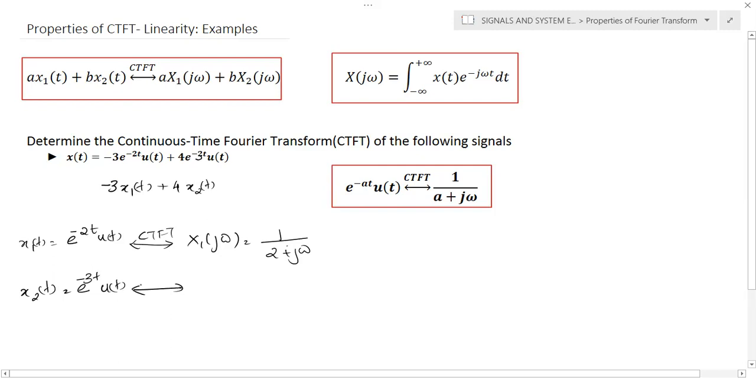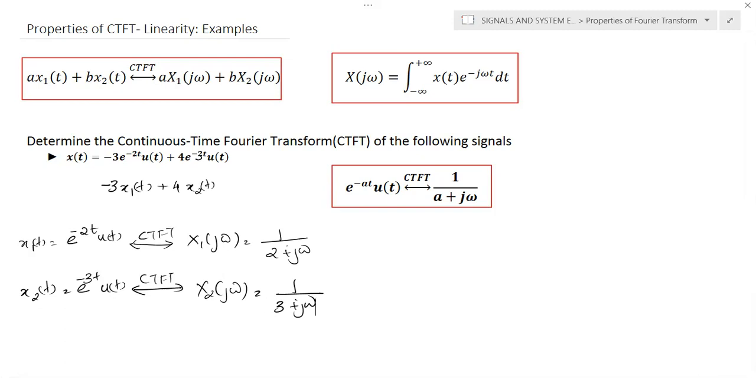Okay, its continuous time Fourier transform will be X2 of j omega. It can be written as 1 by 3 plus j omega. In place of a, it is minus 3 here. I simply modified the question. So 1 by 3 plus j omega.